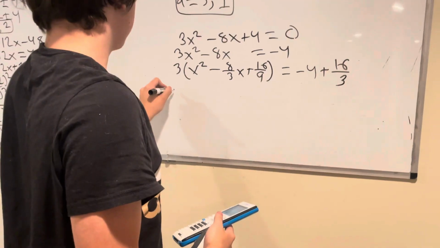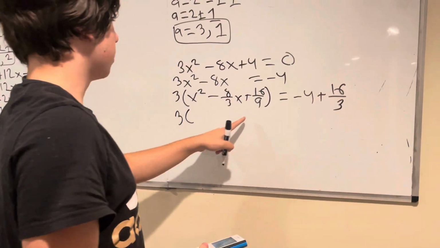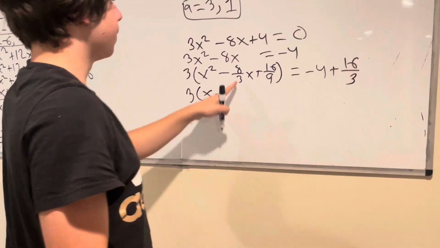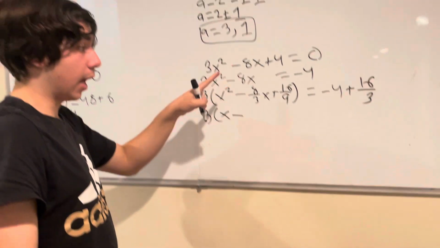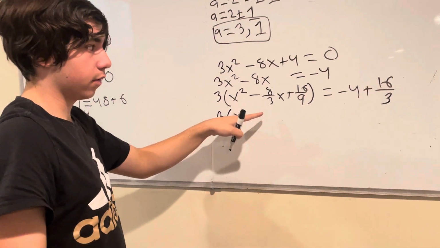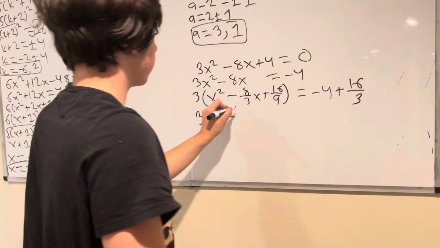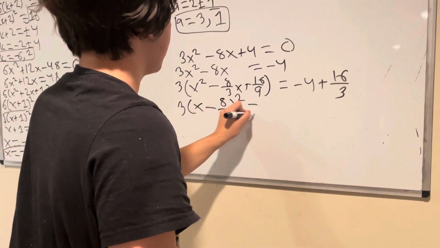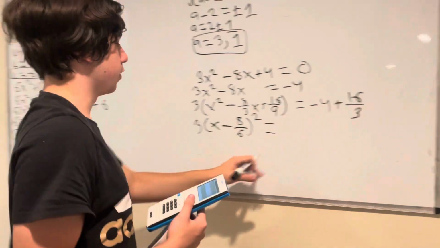So I get 3 times what? An x minus 8 sixths squared. That's how it factors. 8 sixths squared will equal negative 4 plus 16 thirds, which is 4 thirds.